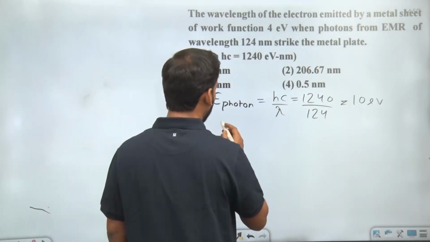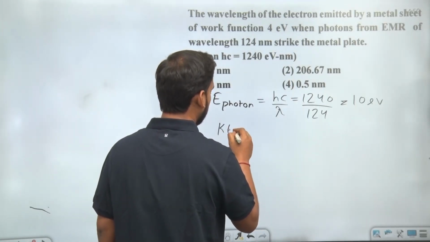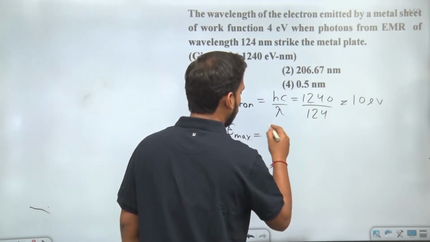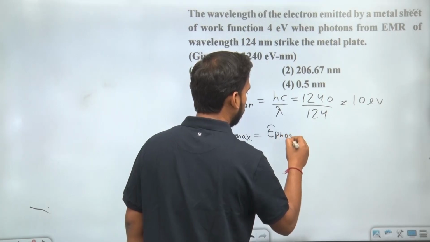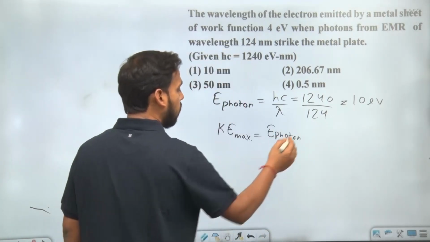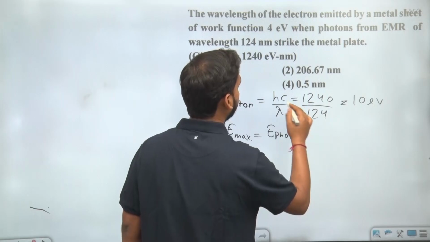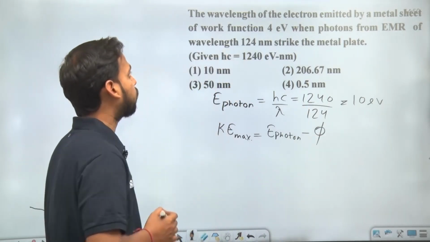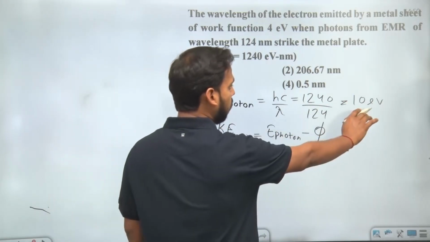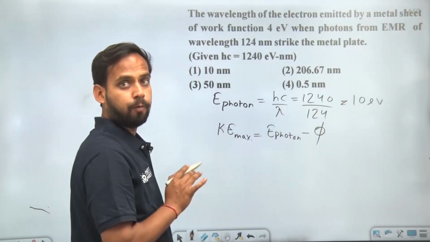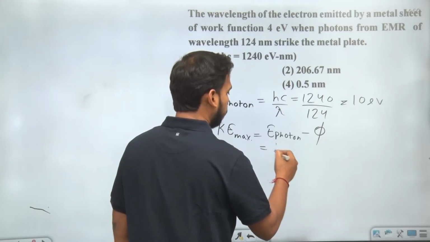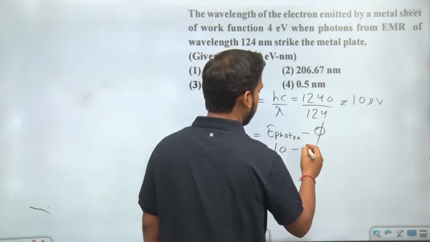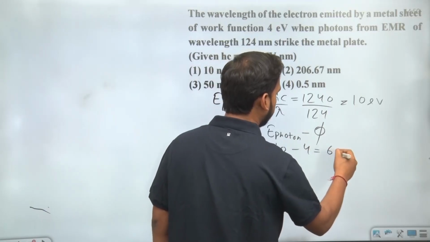Similarly, next we have to calculate the kinetic energy. The maximum kinetic energy will be equal to the energy of the photon minus its work function. The energy of the photon we have already calculated, that is 10 electron volt, and the work function value is given as 4 electron volt. So 10 minus 4 comes out to be 6 electron volt.